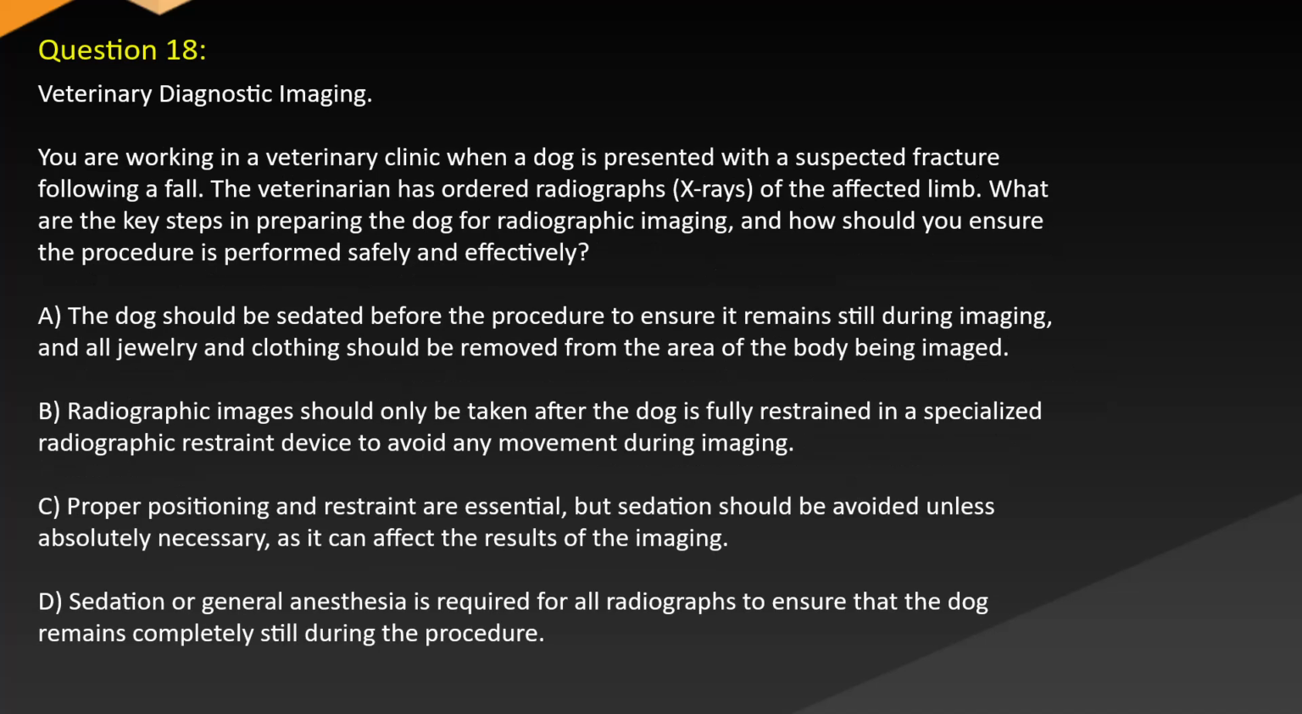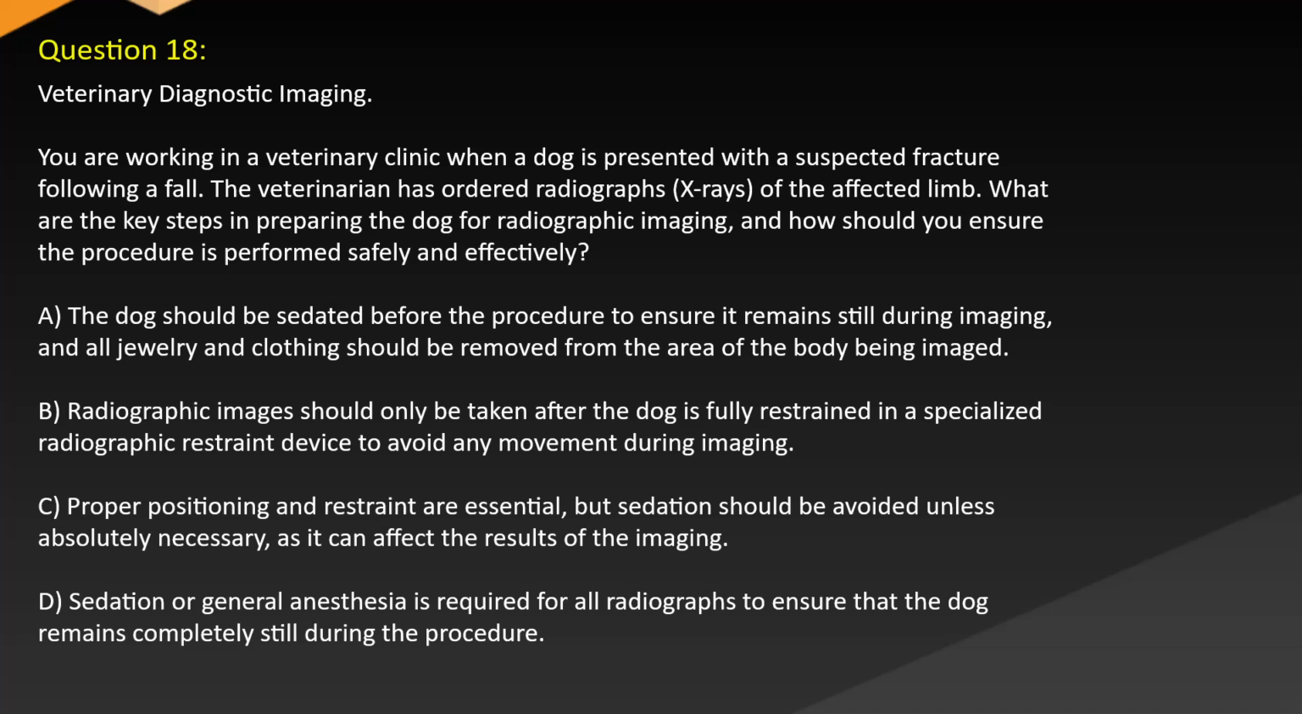Question 18. Veterinary diagnostic imaging. You are working in a veterinary clinic when a dog is presented with a suspected fracture following a fall. The veterinarian has ordered radiographs, X-rays of the affected limb. What are the key steps in preparing the dog for radiographic imaging, and how should you ensure the procedure is performed safely and effectively?